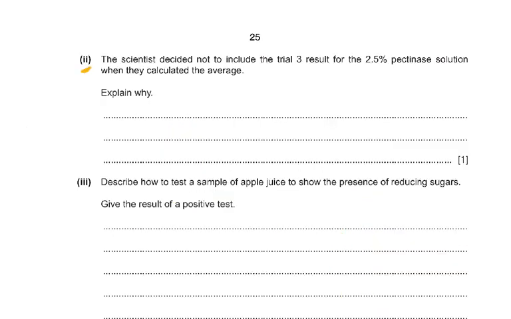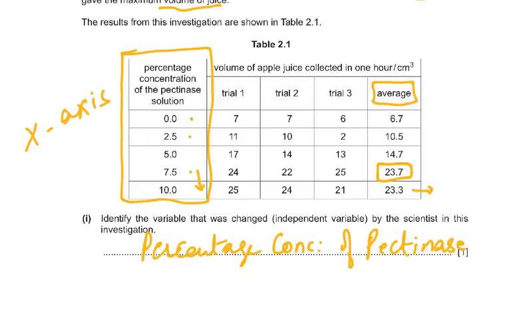Then part 3, the scientists decided not to include the trial 3 result for the 2.5% pectinase solution when they calculated the average. Explain why. Now, when you look at trial 3 for 2.5%, this was 2. This was 11, and then it was 10, and then it was 2. So this looks like an anomalous reading.